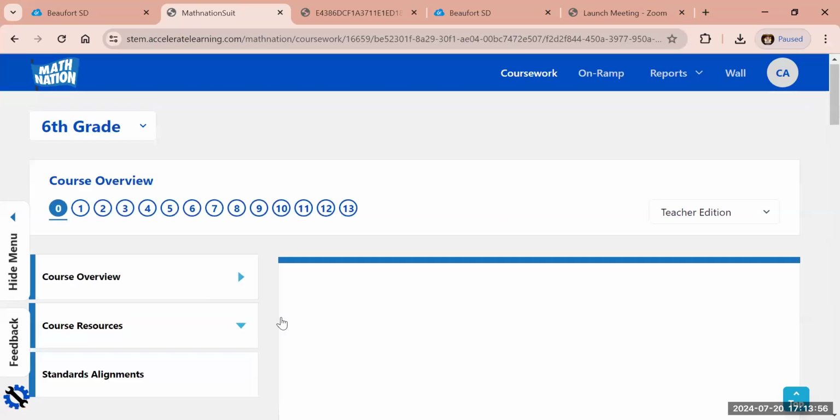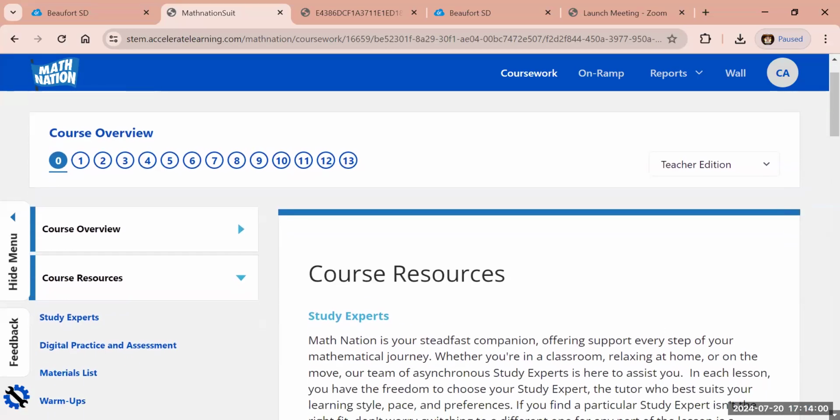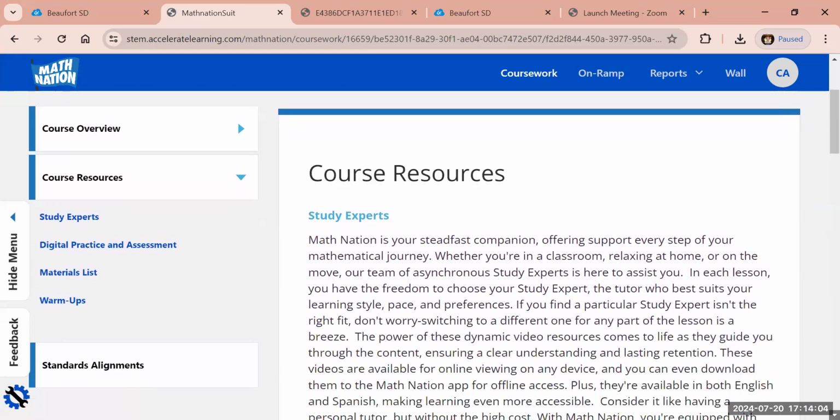Then we come to the course resource. That's what I always want, course resource. What is there for the teacher to be able to use? And what is there to help the students as well? So let's see the course resources. Let's read something there under the course resource.